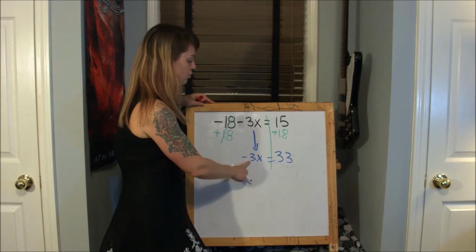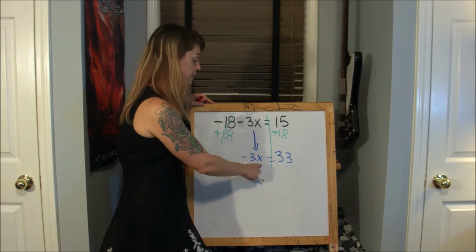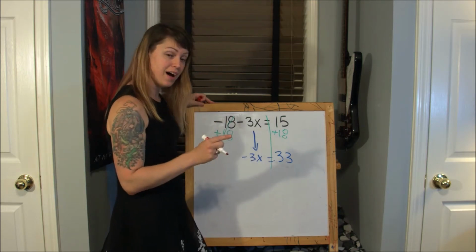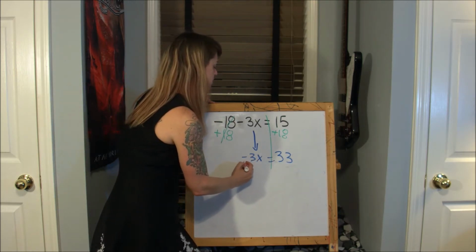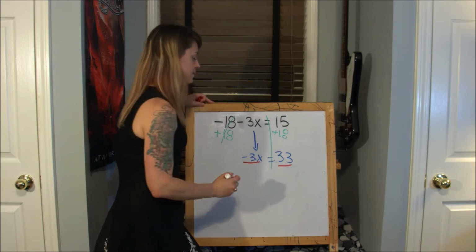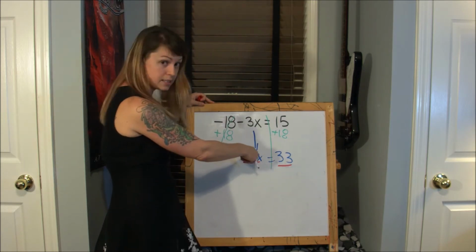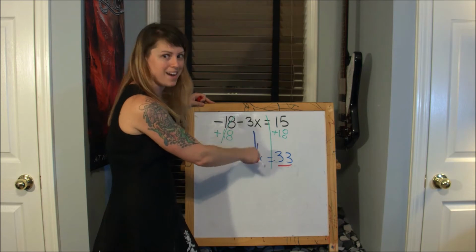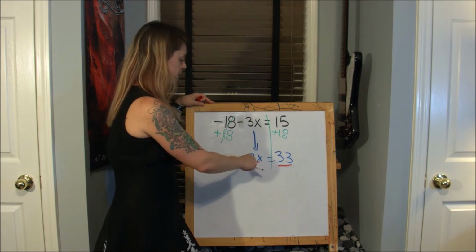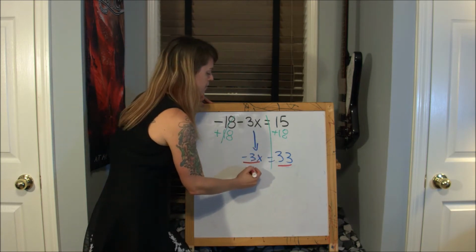This is negative 3 times x. The opposite of a multiply is a divide. And so we're going to divide both sides, not adding 3, because this isn't a plus. This is just a negative 3 times x. So the opposite of multiplying is dividing.